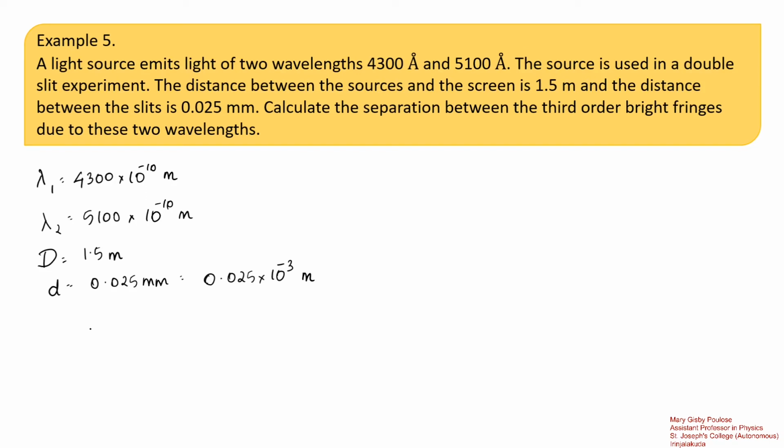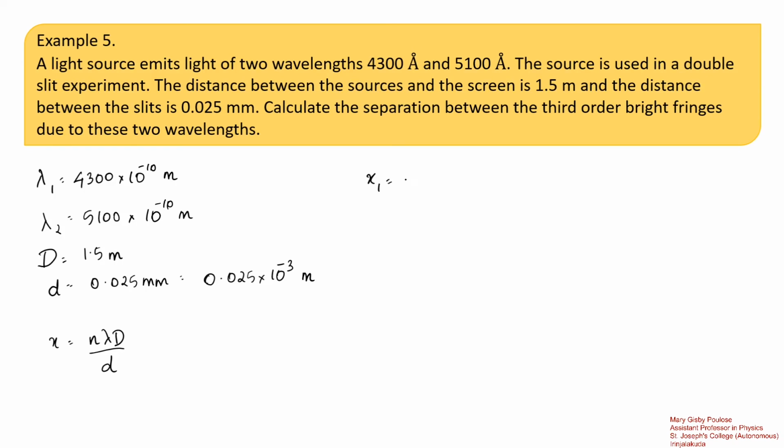Okay. Now in Young's double slit experiment, we saw that the position of the bright or dark fringe can be represented as x is equal to n times lambda capital D divided by small d. Okay, so here we have two fringes due to two wavelengths, lambda 1 and lambda 2, and we are going to find the difference between the two bright fringes from these two patterns. Okay, so let the third order bright fringe due to lambda 1 be represented by x1 position.